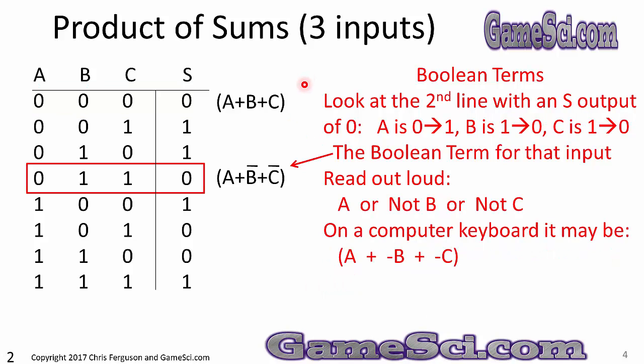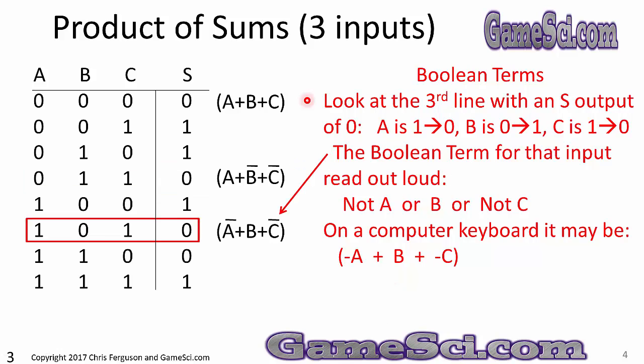Boolean terms. Look at the second line with an S output of 0. A is 0, we'll flip that to 1. B is 1, we'll flip that to a 0. C is 1, we'll flip that to a 0. The Boolean term for that input read out loud, A or not B or not C. On a computer keyboard, it may be typed like this.